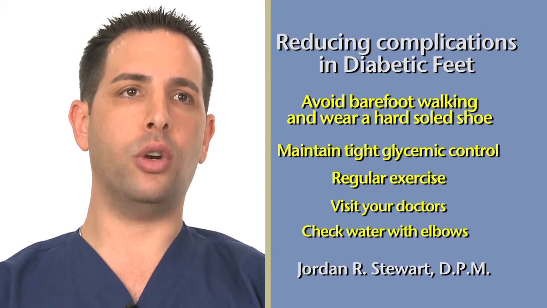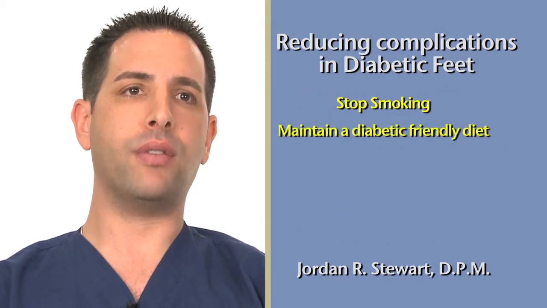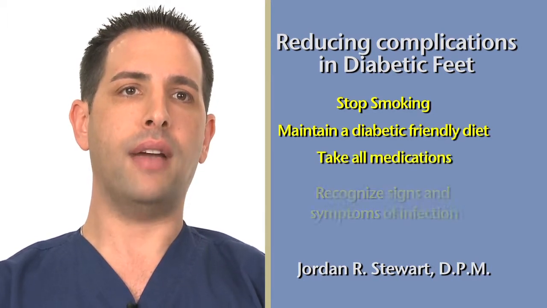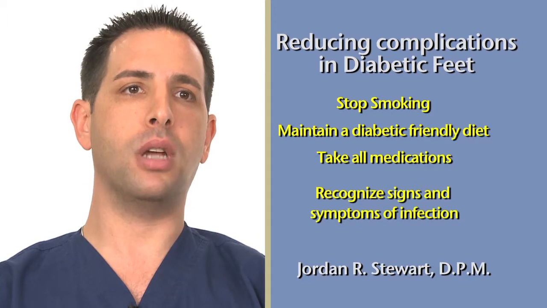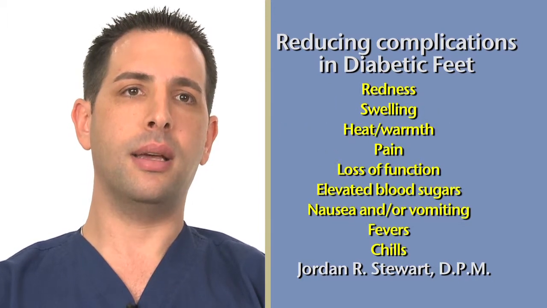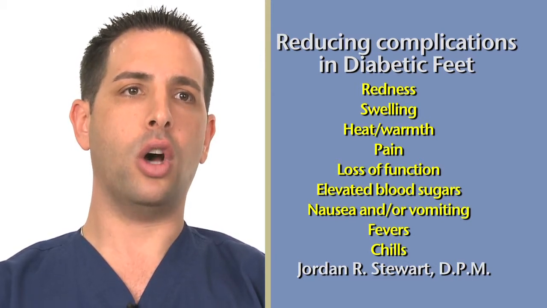Check water temperature with your elbows, as peripheral neuropathy can affect the hands. Stop smoking. Maintain a diabetic-friendly diet. Take all medications as instructed. And finally, know the signs and symptoms of infection, including redness, swelling, heat, pain, loss of function, elevated blood sugars, nausea, vomiting, fevers, and chills.